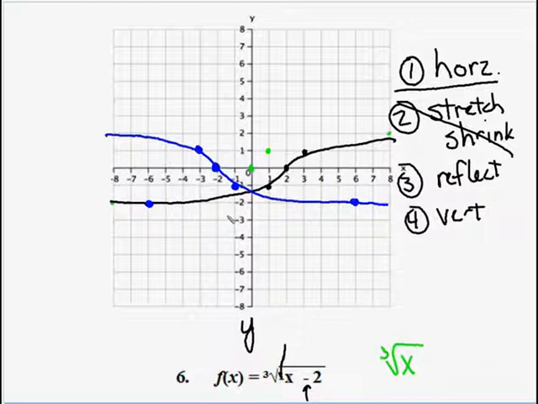And is that our final answer? That was vertical. Any movement up or down? No. If there was, it'd be a number out here, like +3 would move that whole thing up 3 units. So there's our final graph, the one in blue.